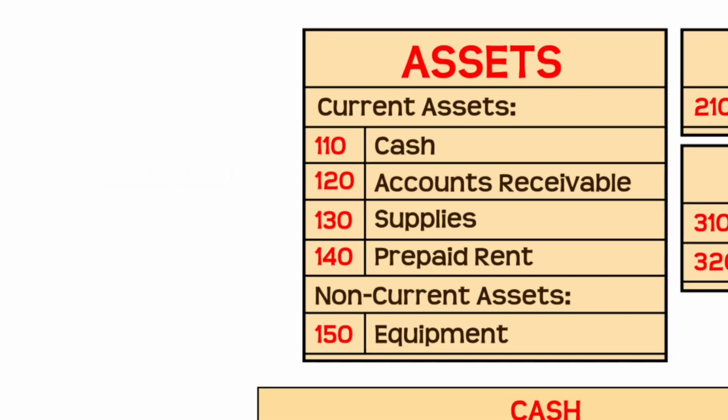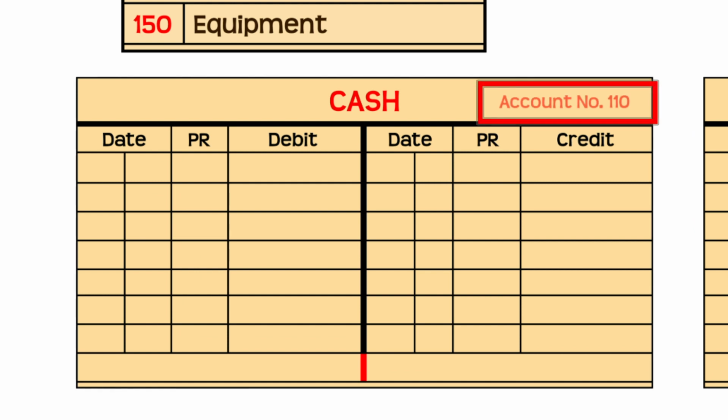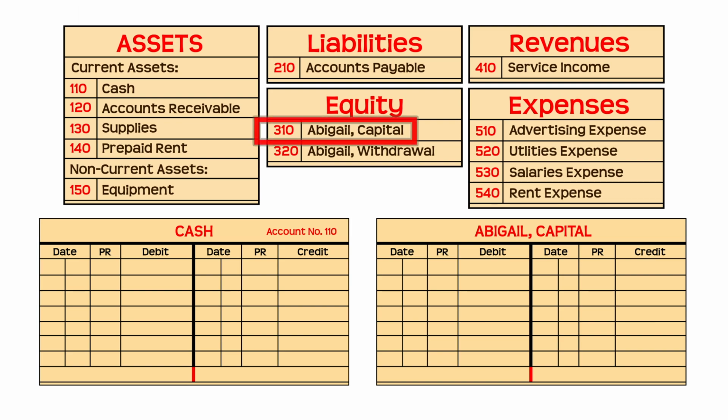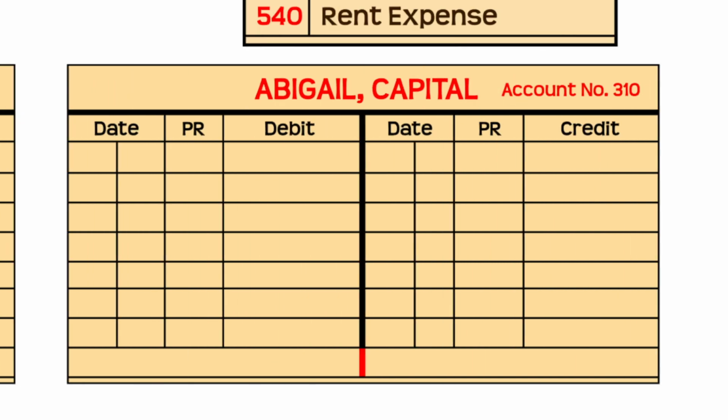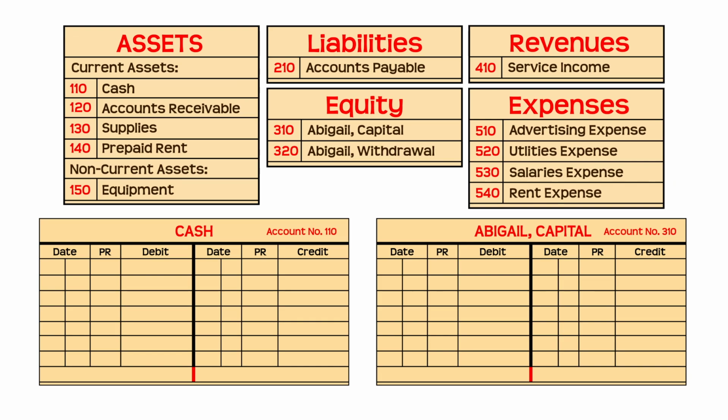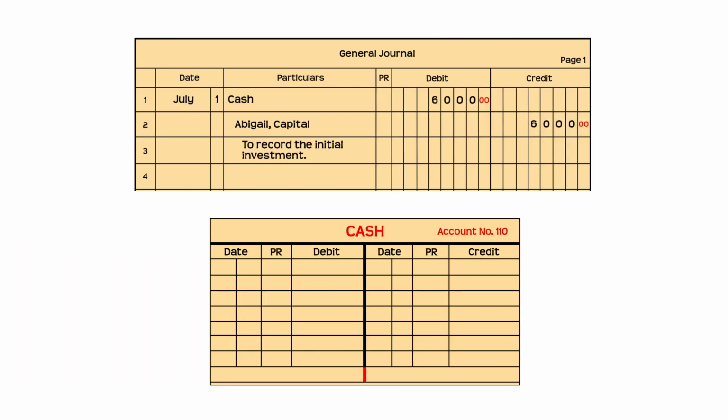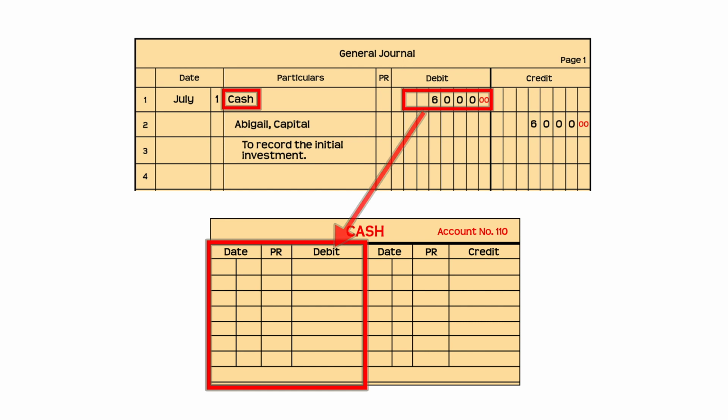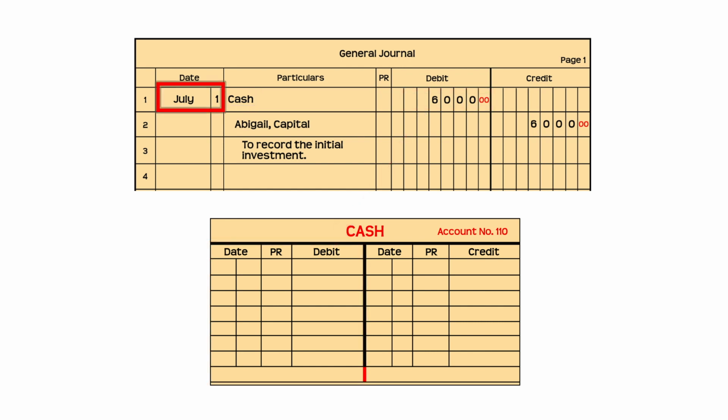The account number is then written on the upper right corner of the ledger. Locate the appropriate account in the ledger where the entry would be posted. The accounts in the first transaction are cash and Abigail Capital. We now go first with cash. In the journal entry, cash was debited. When we transfer it on the ledger, it should be transferred on the debit side of the account. The date, July 1, must be the same when on the journal and ledger.